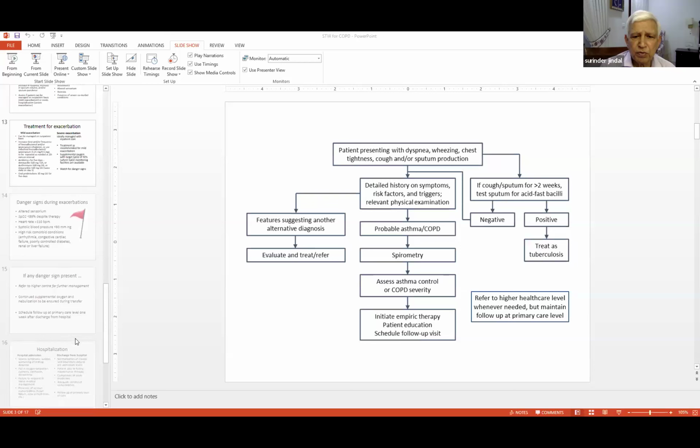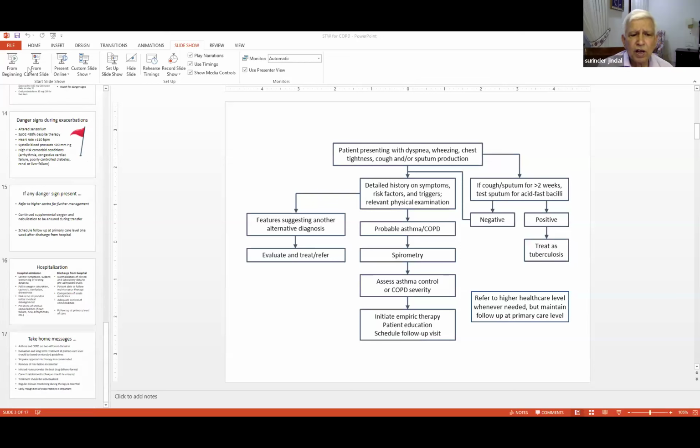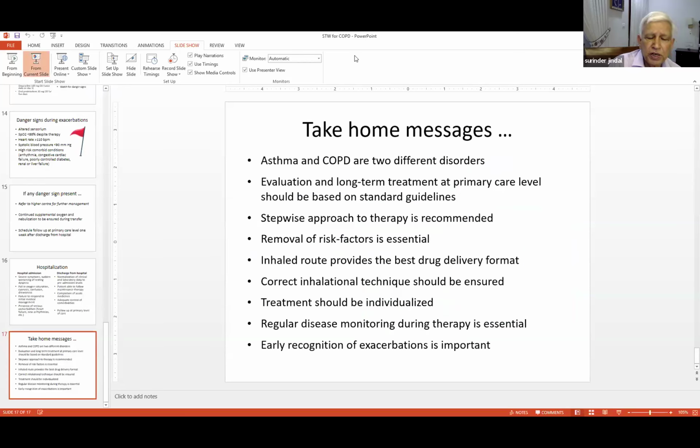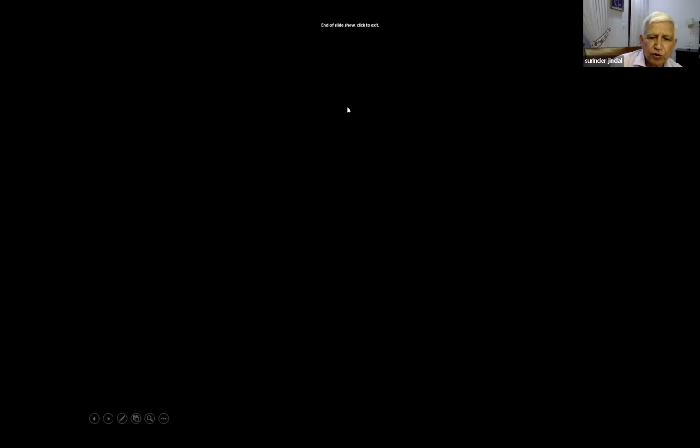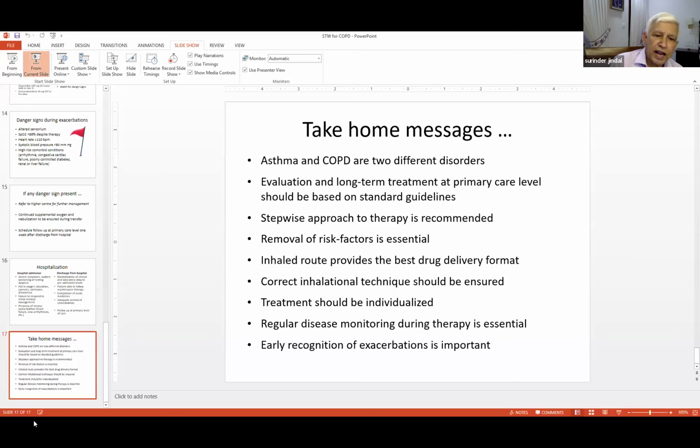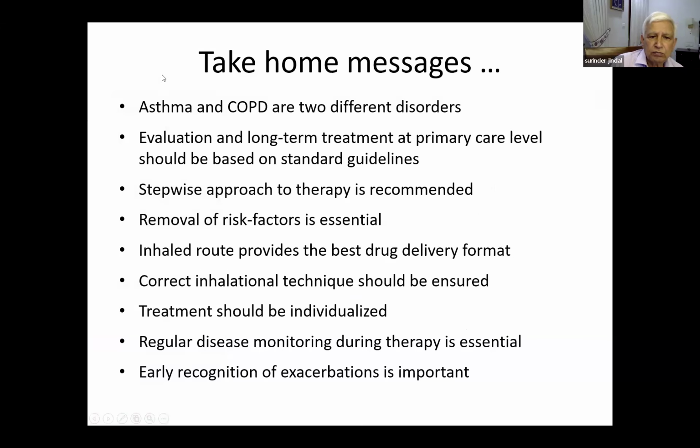Okay, so I think that's by and large all that I wanted to say. Maybe 1 or 2 slides were more, but otherwise, I think the main issue is that COPD should be suspected early, should be differentiated from asthma and other causes of breathlessness, and then evaluation and long-term treatment. Please share, sir, the take home message.